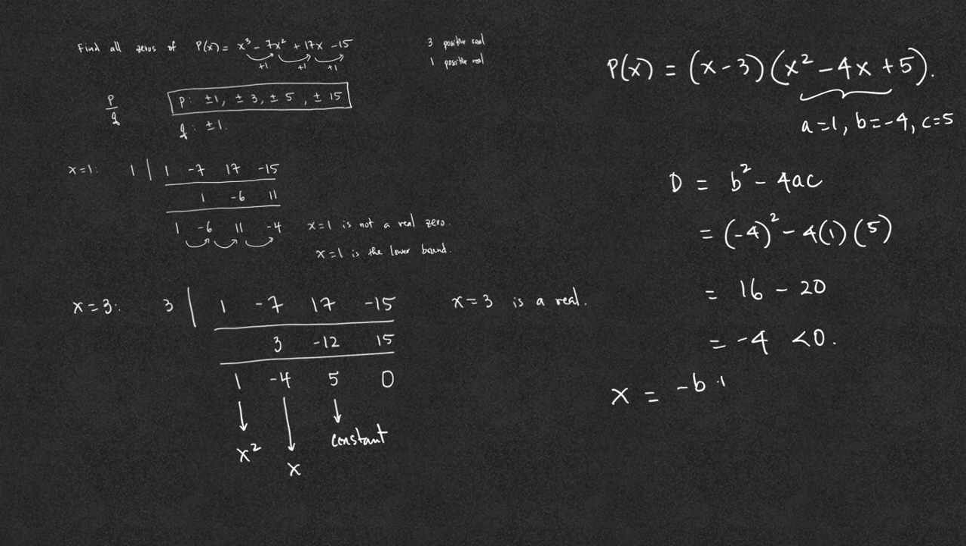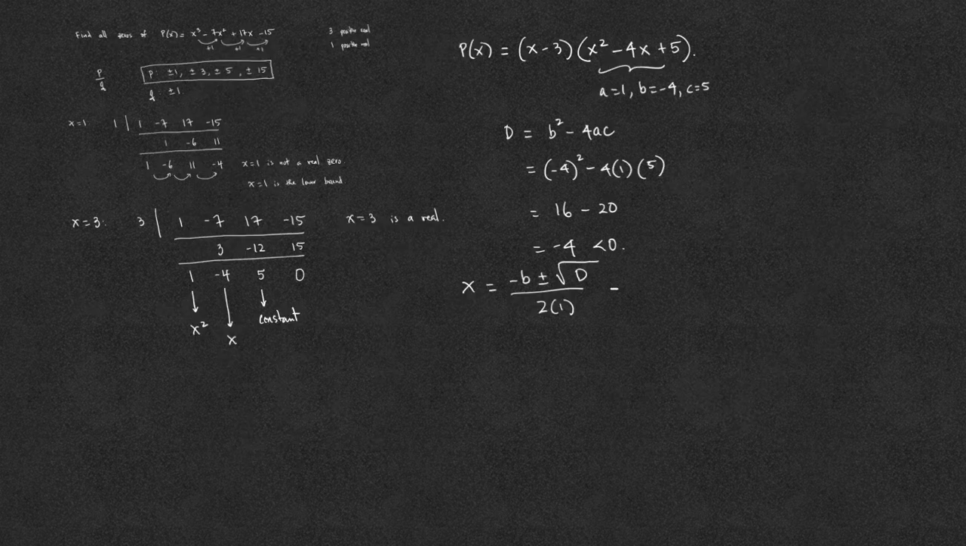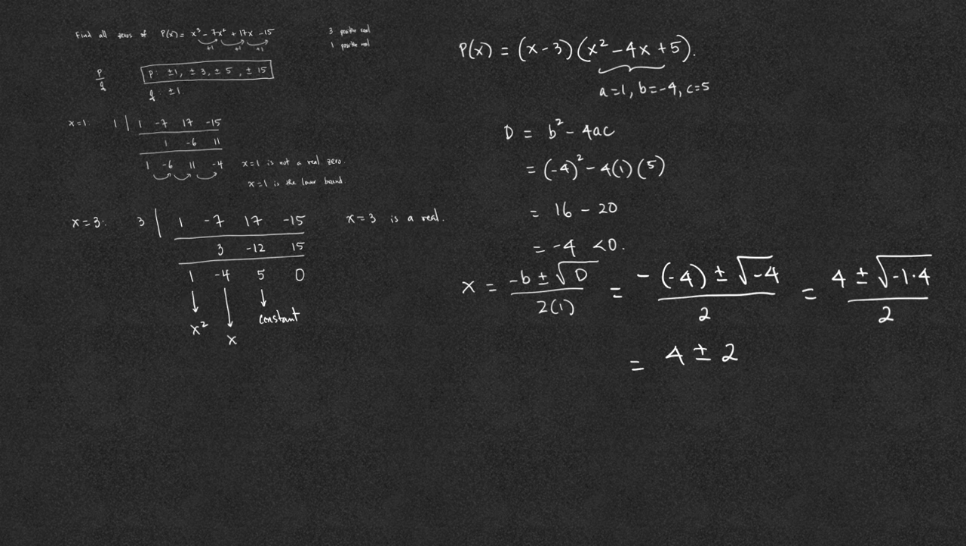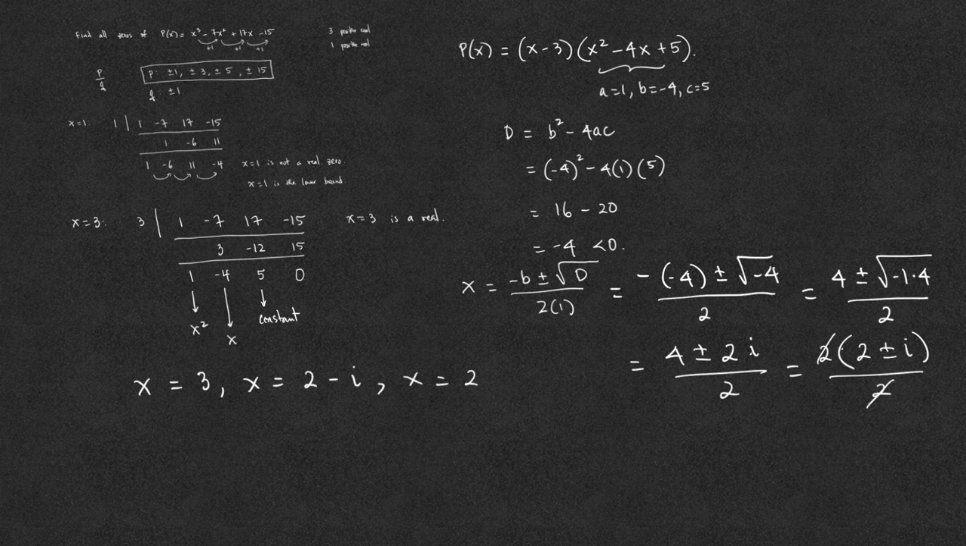x equals negative b plus or minus the square root of b squared minus 4ac over 2a, equals negative b, which is 4, plus or minus the square root of the discriminant, negative 4, over 2 times 1, which is 2. This is 4 plus or minus the square root of negative 1 times 4 over 2. And so it is 4 plus or minus the square root of 4, which is 2, and the square root of negative 1, which is i, over 2. Factor out 2 in the numerator. We have 2 times 2 plus or minus i over 2, and the 2 cancels out. And so the three zeros are x equals 3, x equals 2 minus i, and x equals 2 plus i.